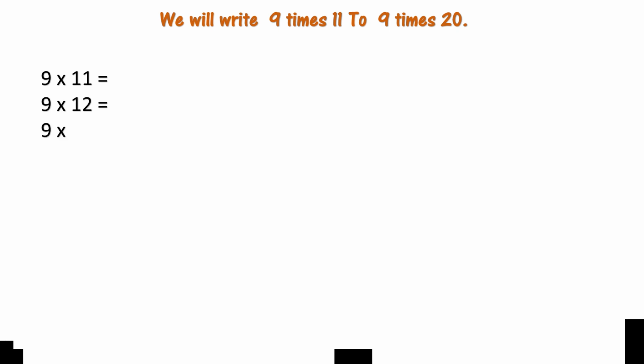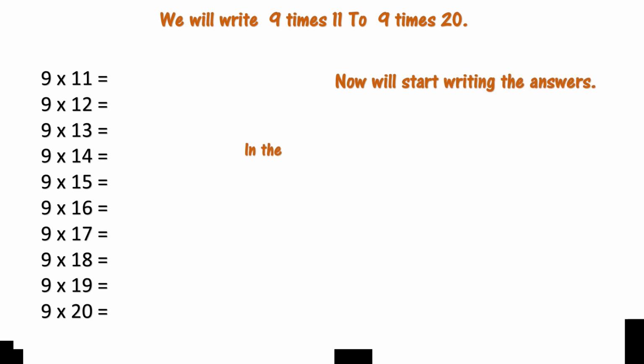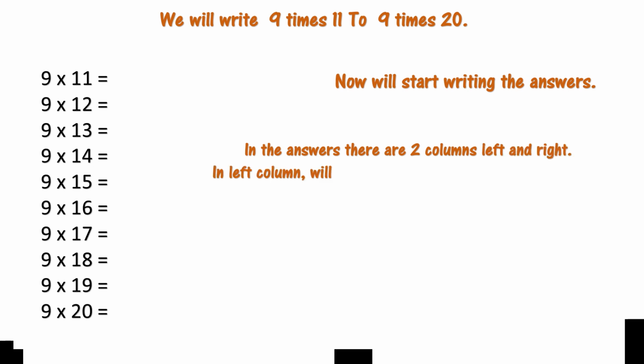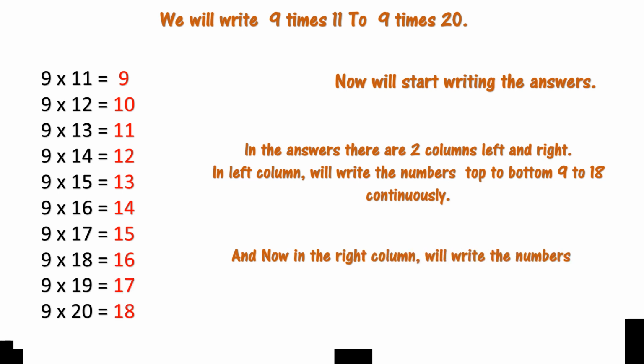9 times 11 to 9 times 20. Now we'll start writing the answers. In the answers there are 2 columns, left and right. In the left column, we'll write the numbers top to bottom, 9 to 18 continuously. And now in the right column, we'll write the numbers from top to bottom in descending order.